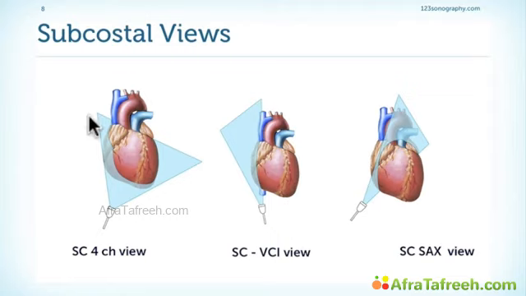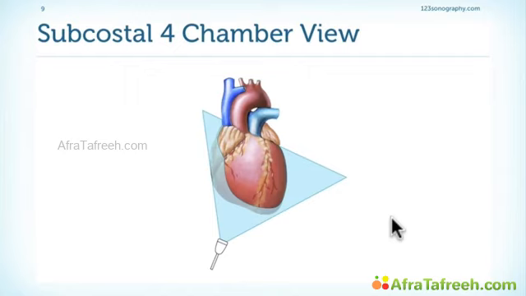The standard view is the so-called subcostal four-chamber view, which is very similar to the four-chamber view from the apex. The second important view is the vena cava inferior view, and the third view is the short axis view of the base of the heart and other short axis views which are located more in the mid or apical portions of the heart. Let's first look at the subcostal four-chamber view.